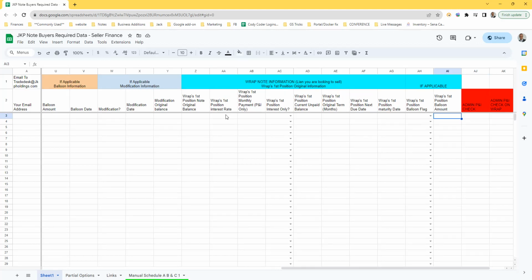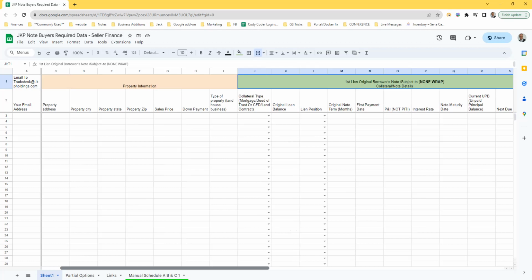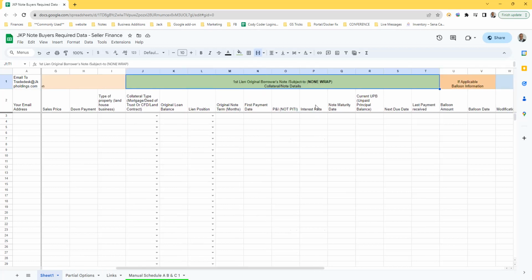Please go through this and make sure you understand. Again, just to summarize, this spot here is truly only for the note you're looking to sell, the wrap note, while this section here is the underlying debt that you owe money to and you're making a monthly payment to. And I would presume all these would have a lower interest rate than your wrap note.